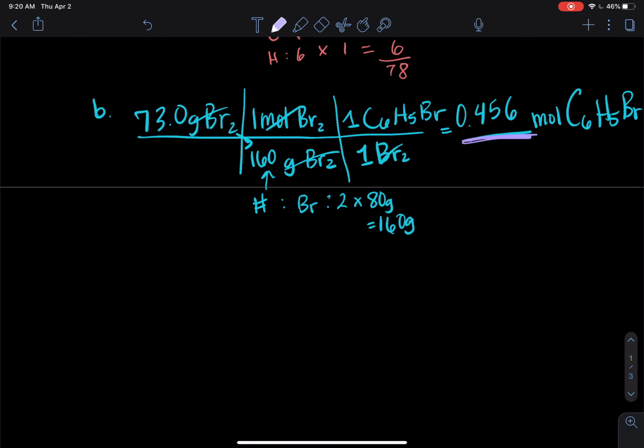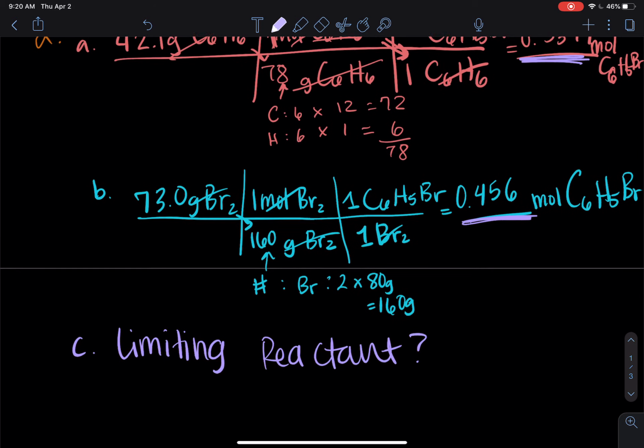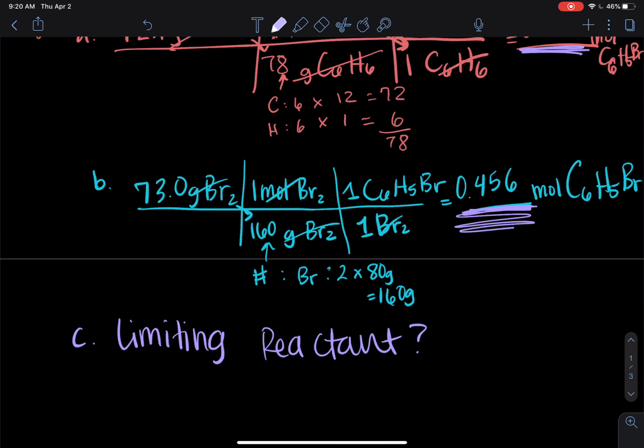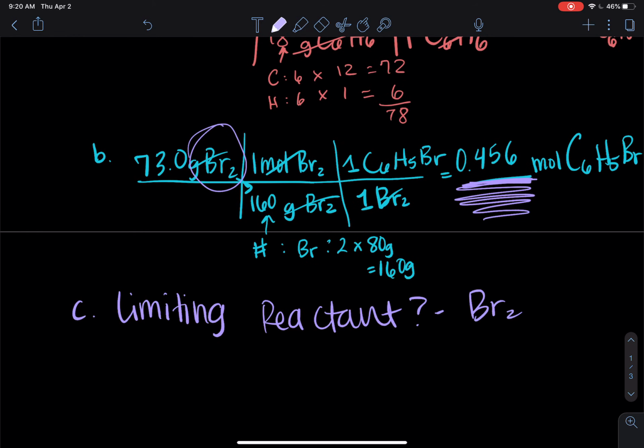So to answer the question, it says which one is the limiting reactant? Okay, well, whichever one made the lower amount of product. And so this one was our lower amount of product, and it came from bromine. So your limiting reactant in this situation was bromine.